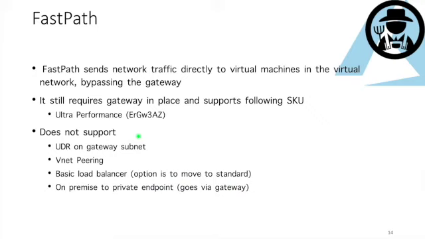Okay, now this is the last topic. This is FastPath. Now, why would you need FastPath? What FastPath does is, if you remember the first diagram where we had the gateway in the Azure space, and we had the gateway local on premise, right?